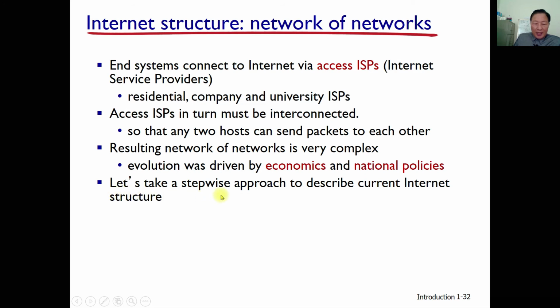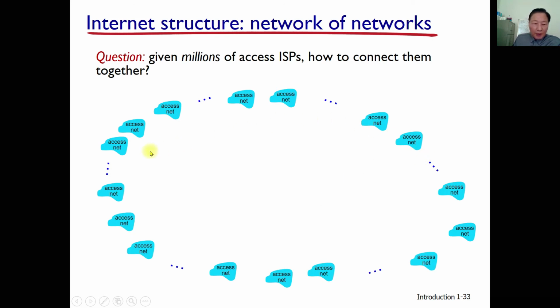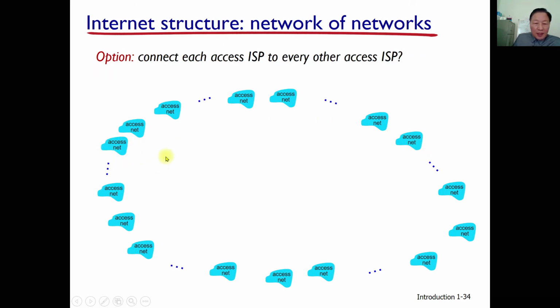And let's take a stepwise approach to describe the current internet structure. Let's assume different networks, and think about how to interconnect them. This is the first model we can imagine, and how that can be implemented. This is the very first concept to explain our final infrastructure.